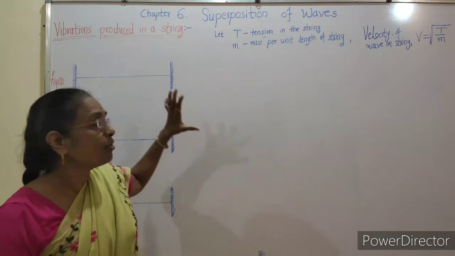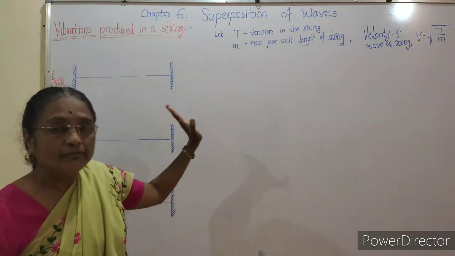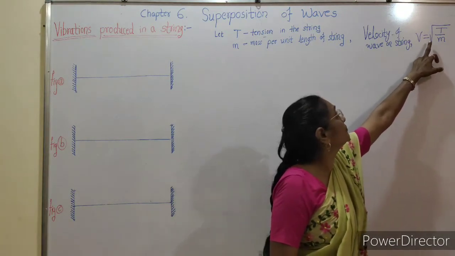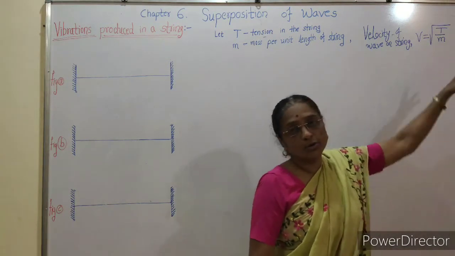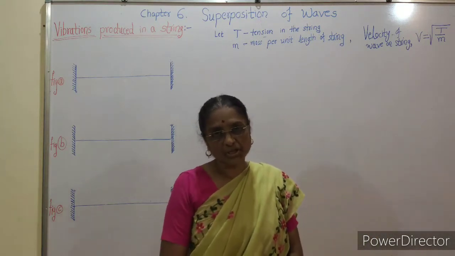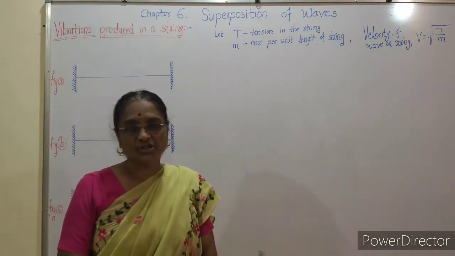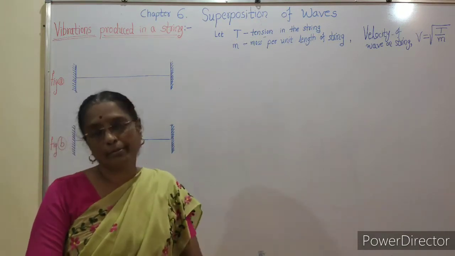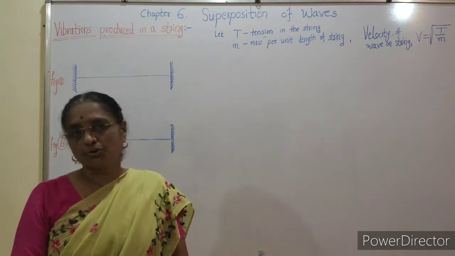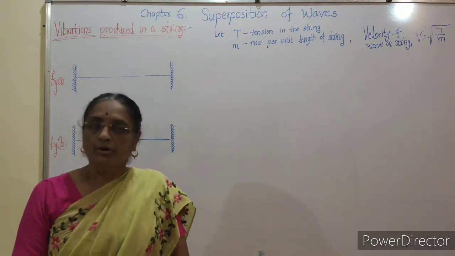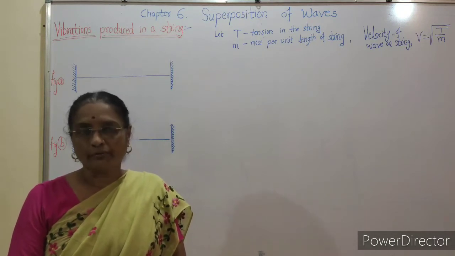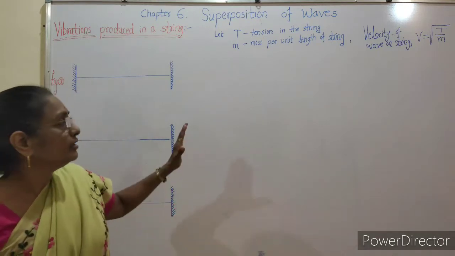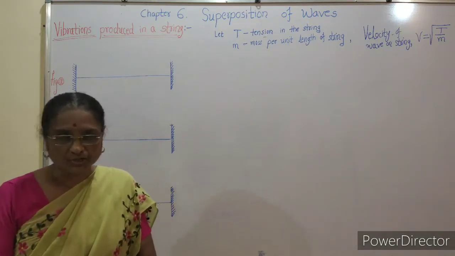T is the tension in the string, M is mass per unit length of the string. If we form a wave on such a string, then the velocity of the wave in the string is given by V is equal to under root T upon M. We have considered this point in the syllabus of 11th standard. Just remember that the equation V is equal to under root T upon M is the equation for velocity of wave on a stretched string, and we have to consider that equation in the study of vibrations.